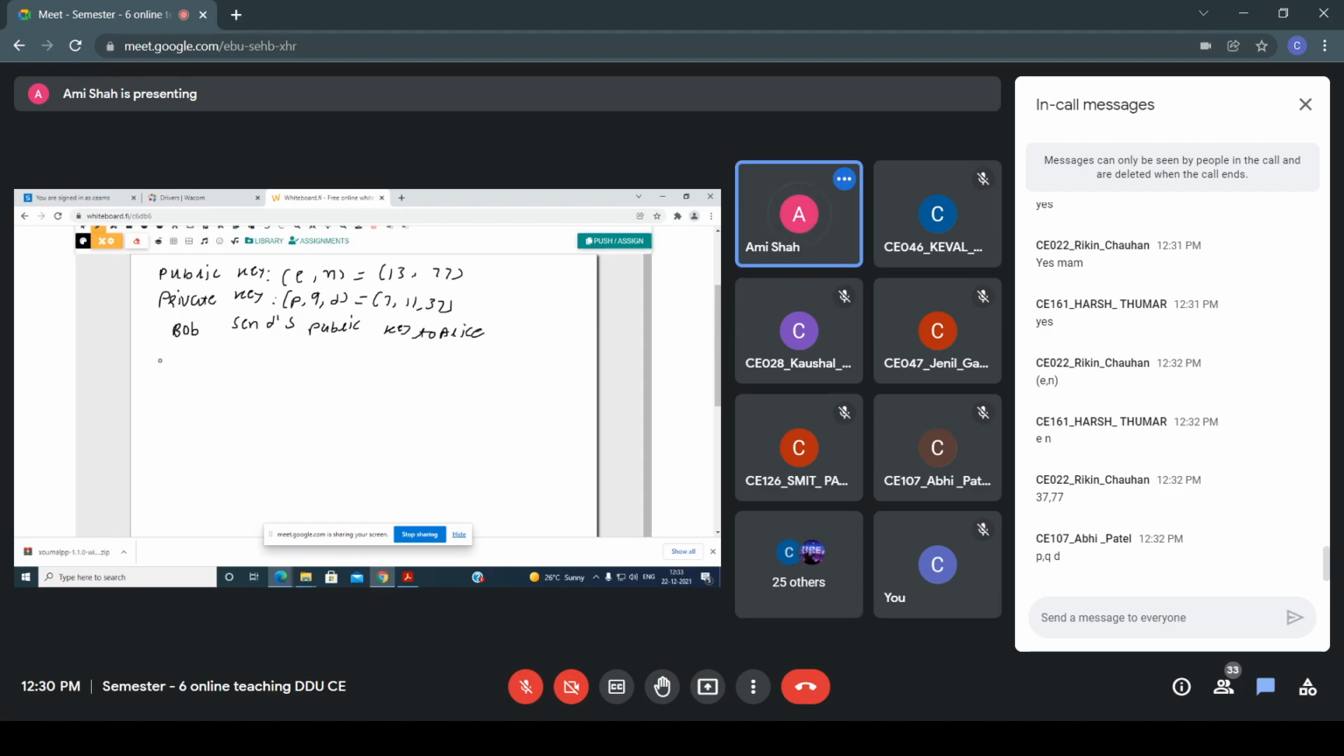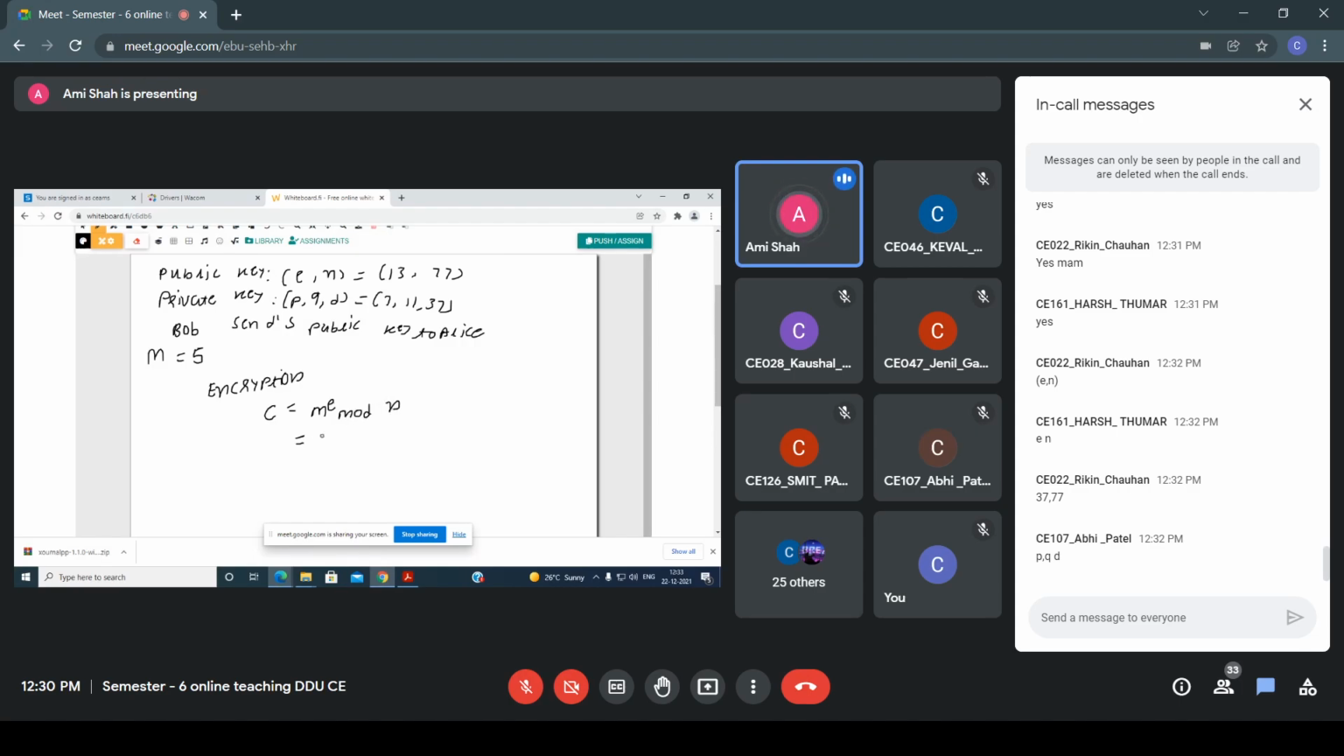Okay, now what will Alice do? She takes some plain text. Let's say the plain text is m equals 5. Right now, what will Alice do? Which encryption algorithm does Alice use? Alice uses C equals m raised to e mod n. This is the algorithm Alice will use.